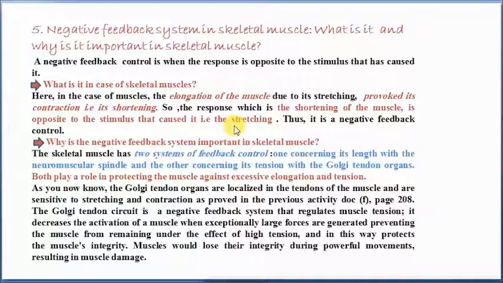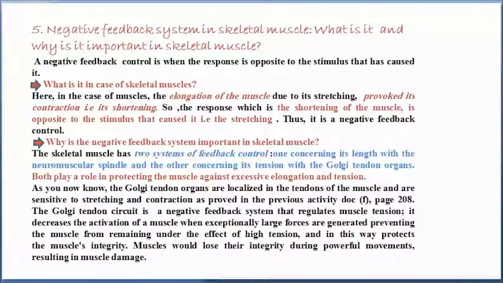So here, as you would observe, the muscle is showing a negative feedback control, where the response, that is the contraction, the shortening, is opposite to the stimulus, that is the elongation due to stretching.